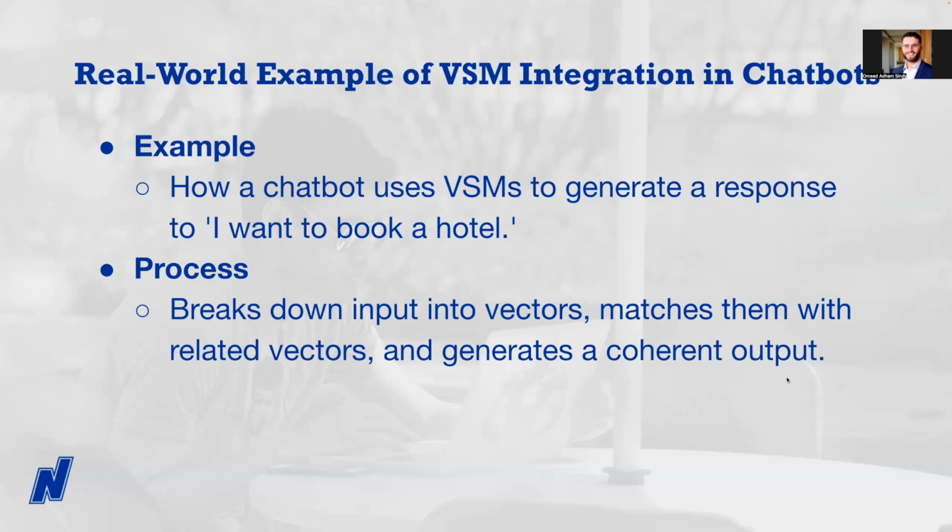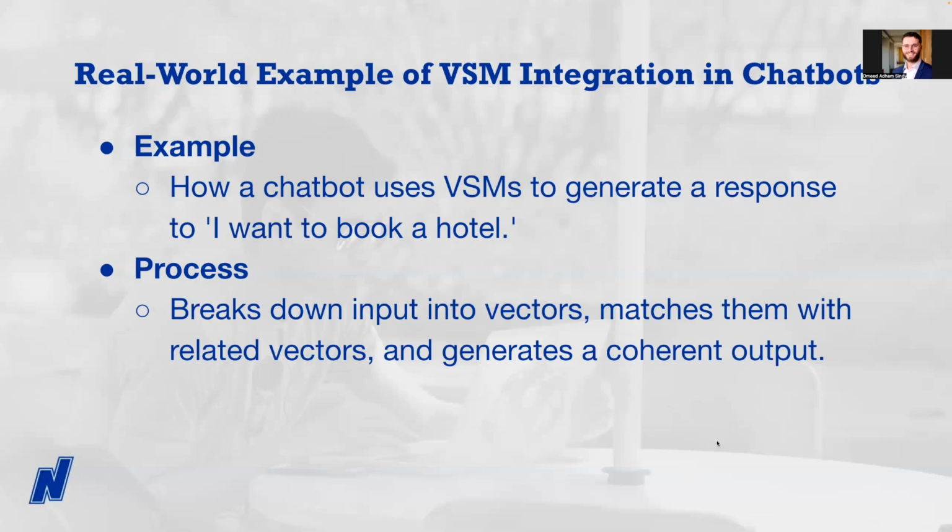Next, the system generates a response using NLG. By analyzing the vectors in its space, the chatbot can construct an appropriate reply like, "I found a few hotels for you. Would you like to make a reservation?" Here, the chatbot's ability to generate a relevant response hinges on its understanding of the semantic relationships between words, powered by VSMs.